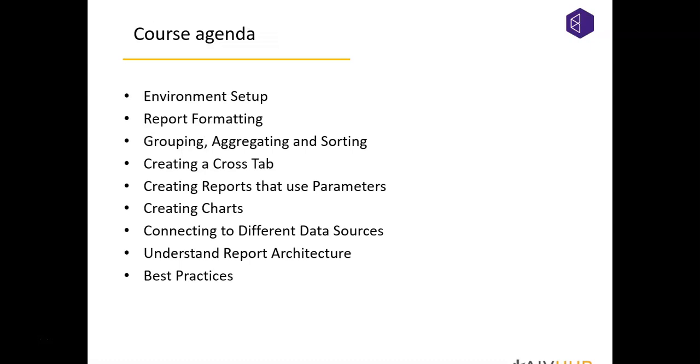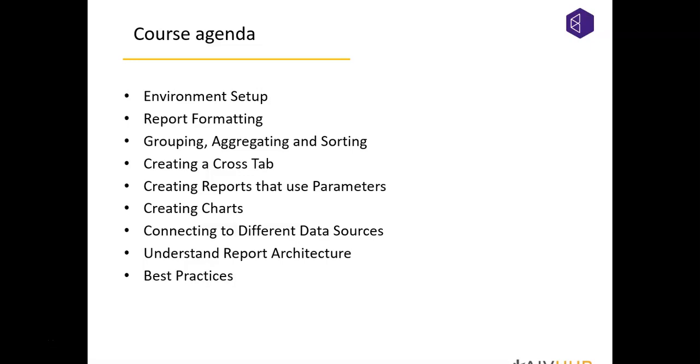If we talk about the course agenda, first we will go through the environment setup and also about the Birt report designer. Then we'll cover the report formatting, where we are going to do various formatting changes in our report. We'll see how grouping, aggregation and sorting work in this Birt report. We will learn how to create a cross tab. Then we will create some reports using parameters, so we can have parameterized reports. We'll also learn how to use charts in these Birt reports.